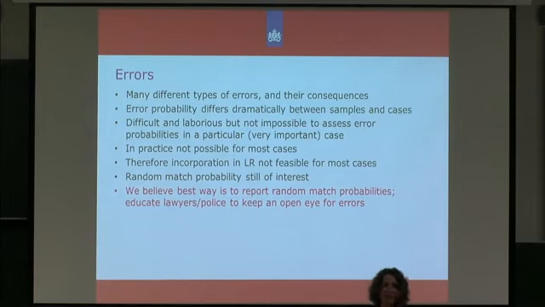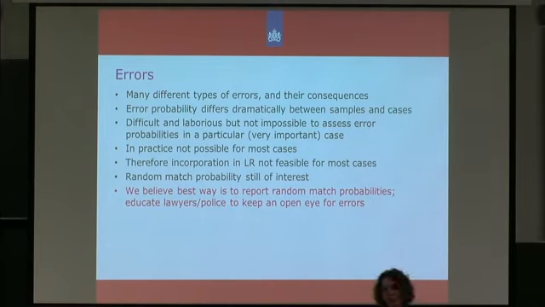So for every case, if you want to look at error rates, you need to look at the case and look what sort of errors are important and what the probabilities are. And we can do it, it's not impossible, but it's very laborious. You have to look at all things that could have happened, etc. So in practice, this is not possible for most cases, and it's not feasible to incorporate it in the likelihood ratio.